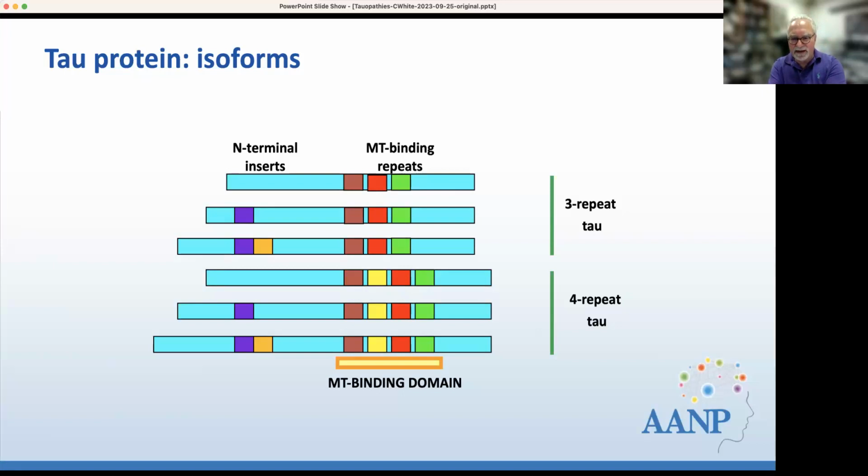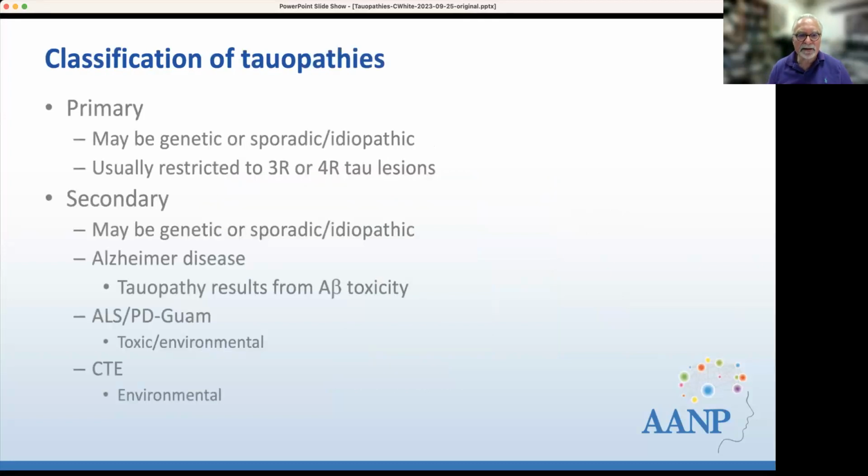Most noteworthy is the second of the 4 repeats, which is encoded by exon 10 and illustrated here as the yellow box. And so if you have 3 repeats in the microtubule binding domain, we would call that 3 repeat tau. And if there are 4 repeats, including the exon 10 transcript, we refer to that as 4 repeat tau. So you can see that there are 3 repeat tau isoforms and 4 repeat tau isoforms. In normal brain, the 3 and 4 repeat tau is present in approximately equal proportions.